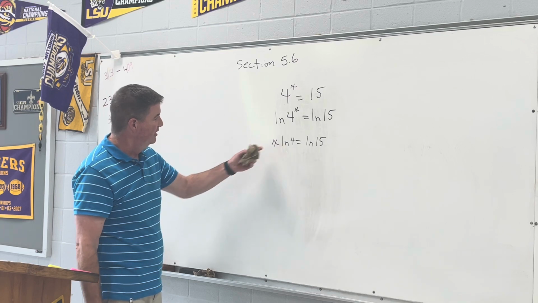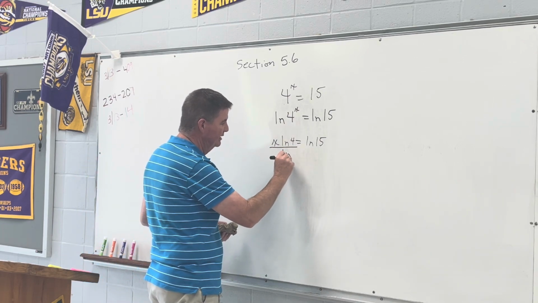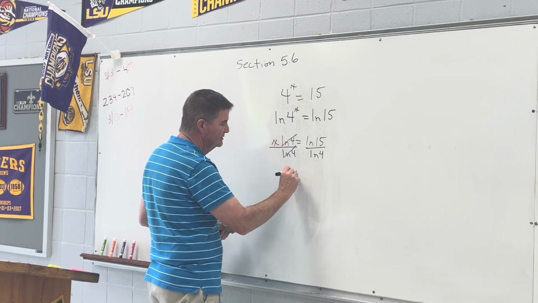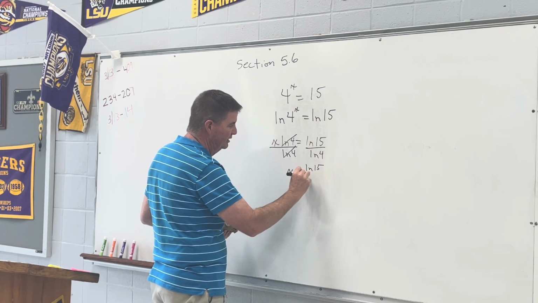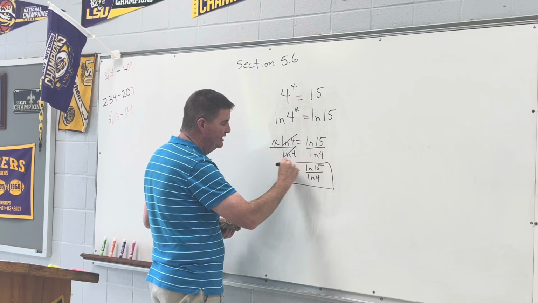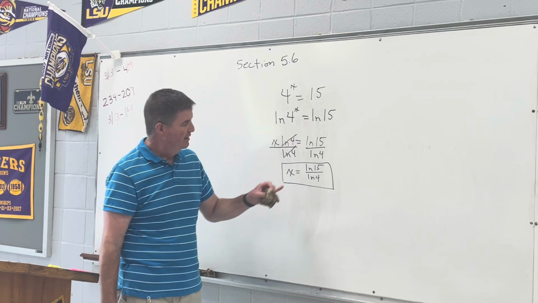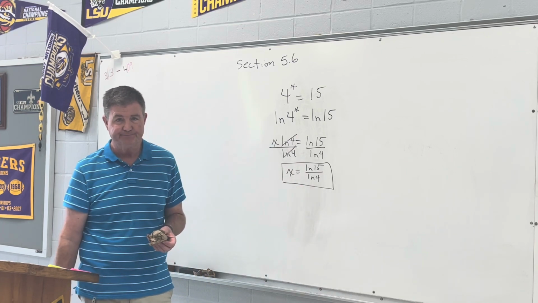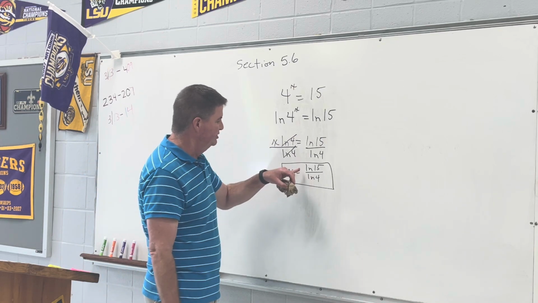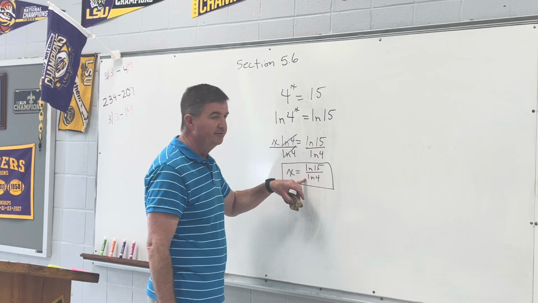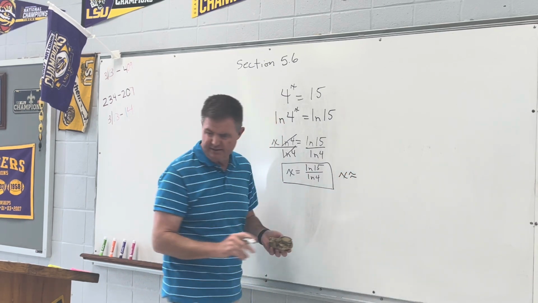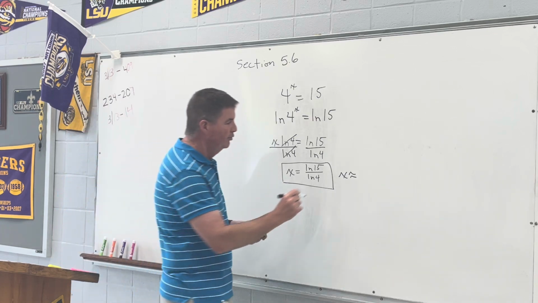And now to solve for x, I'm going to divide by natural log of 4 on both sides, giving me that x is equal to natural log of 15 over natural log of 4. Now, if they ask for the exact value, then this is the exact value. However, if they ask for an approximation, we punch in natural log of 15 divided by natural log of 4, and we come up with x is approximately, in this case, 1.95.